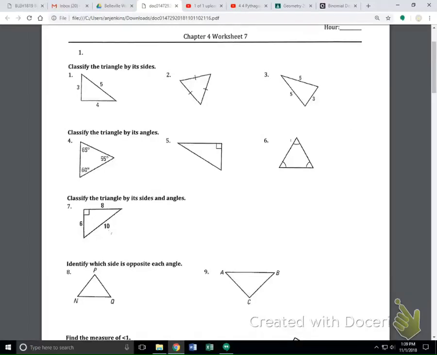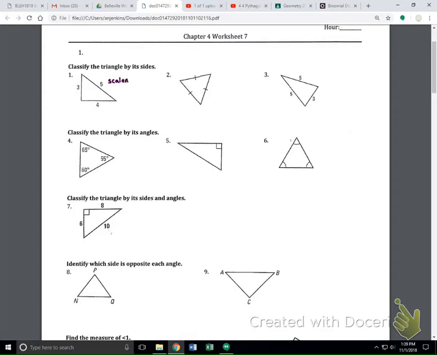Okay, so we're starting with our review. On our review, our first 3 questions ask us to classify the triangles by the sides. Who can raise their hand and tell me how we classify the first one by its side? Cam? Scalene. How did you know it was scalene? None of the sides are equal, so we have scalene.